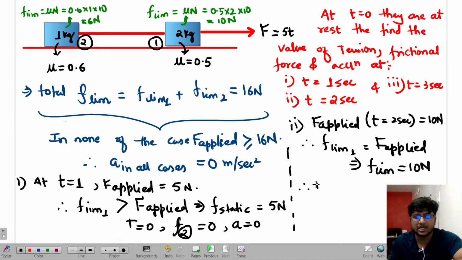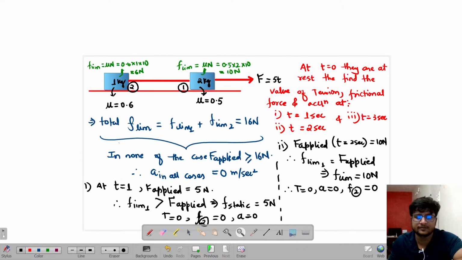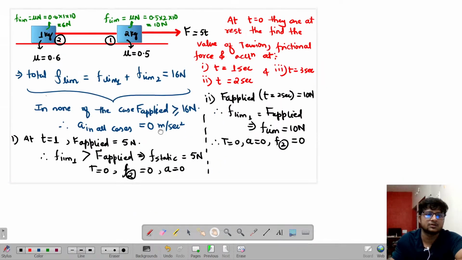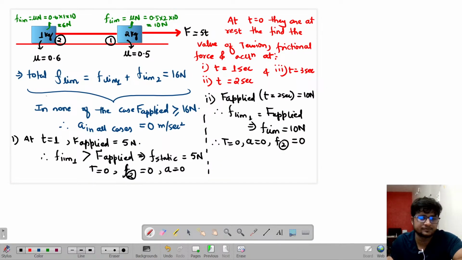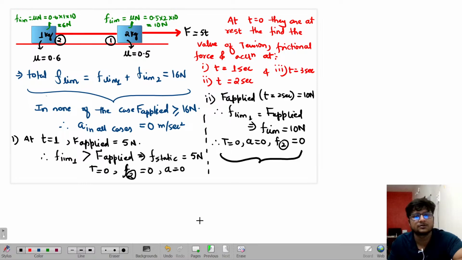Again, I can balance my 10 Newton. So therefore, what will happen? Net tension will become 0. Net acceleration will become 0. And frictional force on my second block will also become how much? 0. Is that clear or not clear? Can you understand this or not? These are the conclusions which we have to draw.